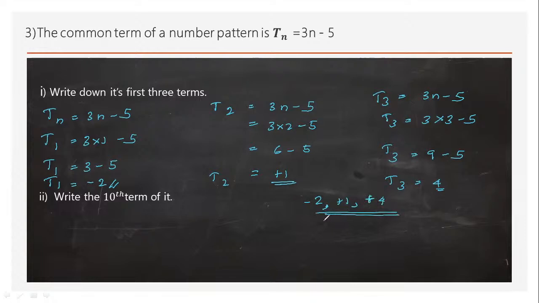Write the 10th term of it. So we have to find T10. T10 equals the same general formula, 3n minus 5. Substitute n as 10. T10 equals 3 into 10 minus 5. T10 equals 30 minus 5. T10 equals 25. Question number 4.